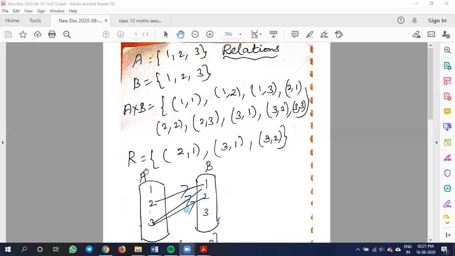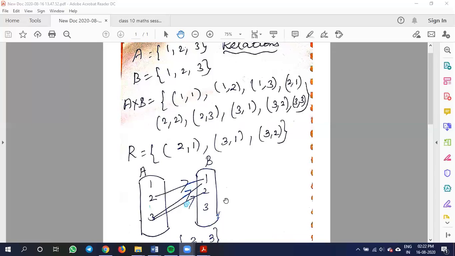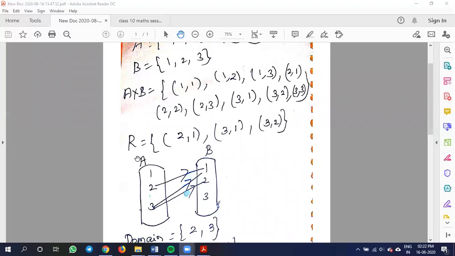Now we got a relation. The elements of this relation are (2,1), (3,1) and (3,2). I told you already, this relation is a subset of A cross B. A cross B is a bigger set, and the elements of this relation form a subset because A cross B contains these elements (2,1), (3,1) and (3,2). So a relation is a subset of the Cartesian product A cross B.